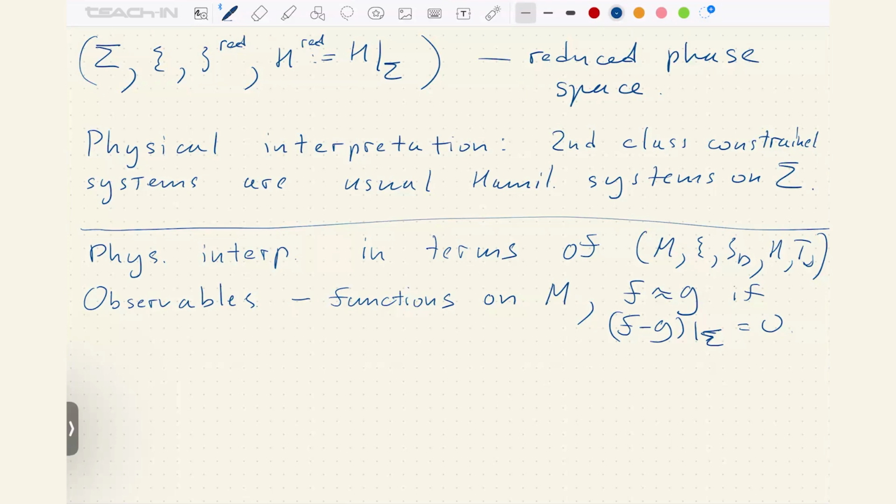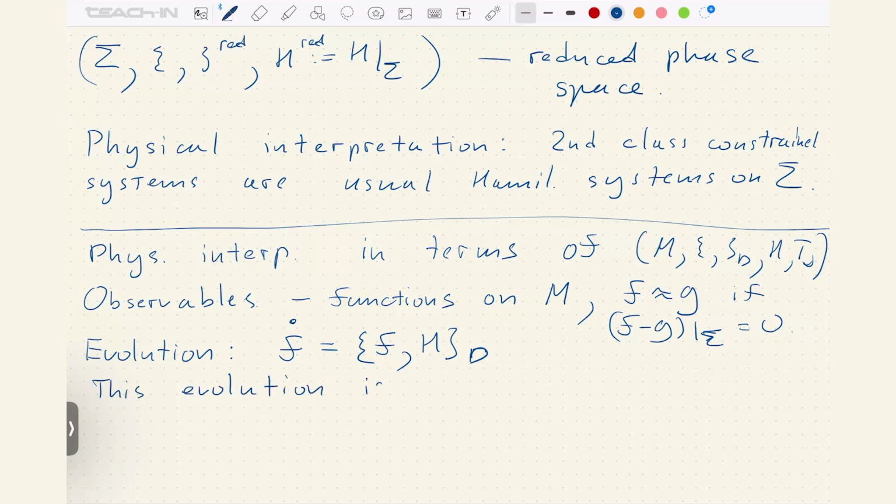Okay, and then, of course, there is an evolution, right? If we don't want to pick coordinates, then we write the Hamilton equation like this, right? We say that the evolution of an observable is determined by these equations. These are Hamilton equations with respect to the Dirac bracket. And indeed, this evolution is well defined on equivalence classes.